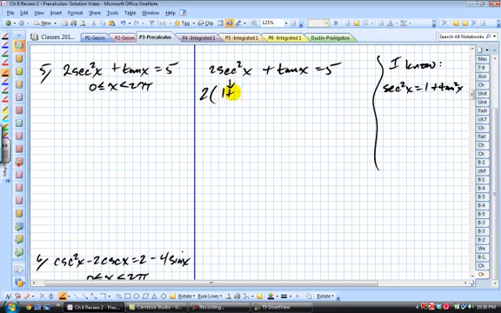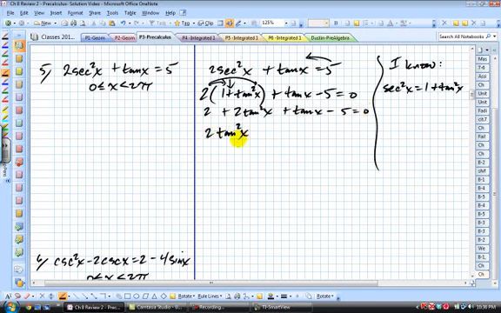So I get 2 times 1 plus tangent squared x plus tangent x, and I might as well just subtract the 5. All right. Why? Because we want to set it equal to 0. So distributing through, all right, you get 2 plus 2 tangent squared x plus tangent x minus 5 equals 0. It's a quadratic, and you need to simplify things here. So 2 tangent squared x plus tangent x. 2 minus 5 is a negative 3, and I get this.